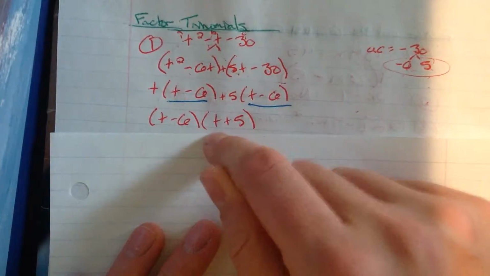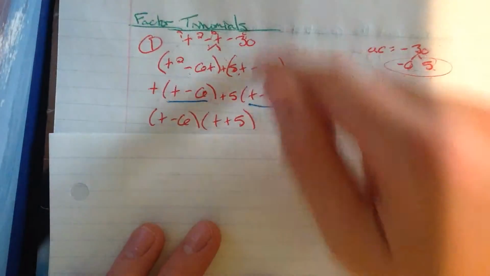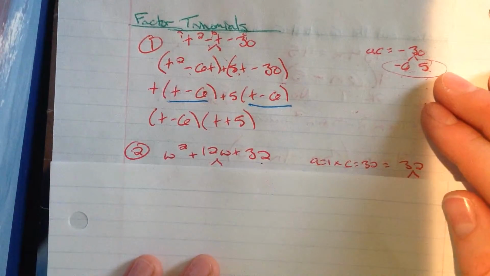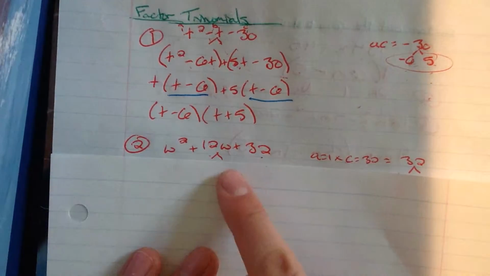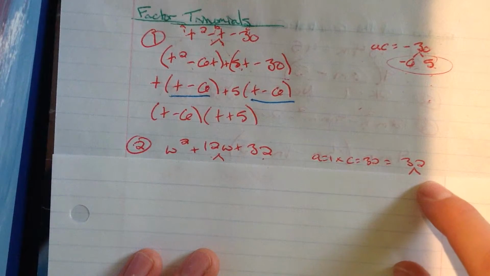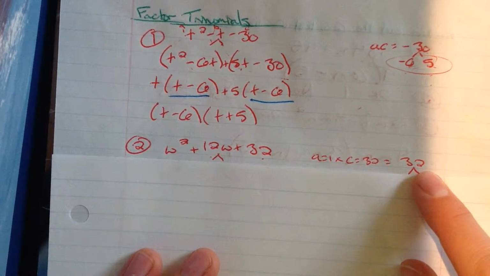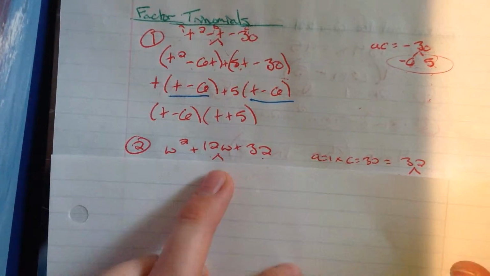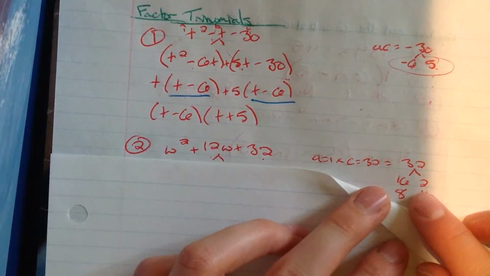Notice, if I were to FOIL this, I'd come to here. If I factor, I come to here. They're kind of the opposite effect to each other. Given a second function, a is 1, c is 32, times them together, I get 32. So factors times together equal 32, but add together equal 12. So 16 and 2 is an option.